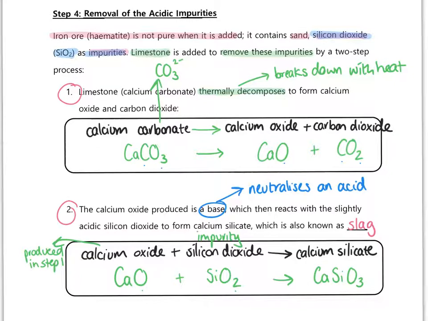Again, you need to know those 2 equations. This can be a 3 or 4 mark question. You could be asked to explain how acidic impurities are removed from the blast furnace, including equations. Or again, it could be part of a longer 6 mark question where you're asked to explain all of the steps of how iron is removed from the blast furnace, including how acidic impurities are removed. So you need to know these 2 key equations as well.